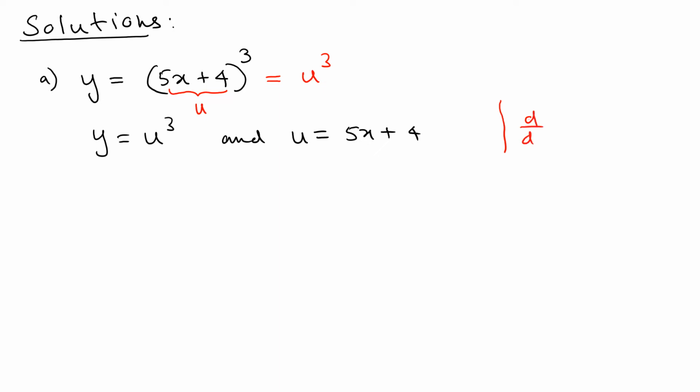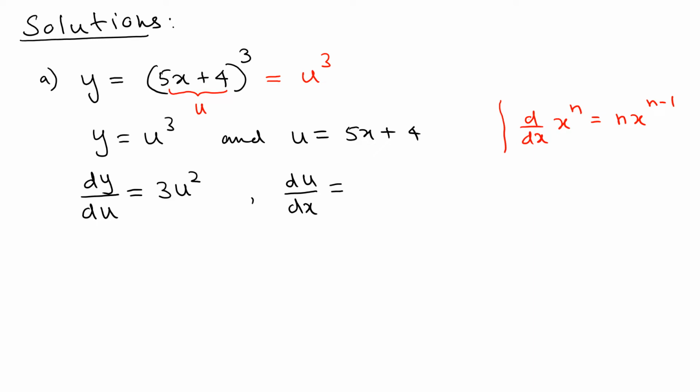We know that the derivative of x to the n is simply n x to the n minus 1. You subtract 1 from the index. Now we take the derivative of the first function with respect to u. Using the power rule, this is going to be 3u to the power 3 minus 1, which is 2. And the second one, we take the derivative with respect to x. First one with respect to u, the second one with respect to x. If we do that, this is simply 5, because the derivative of 4 is 0.